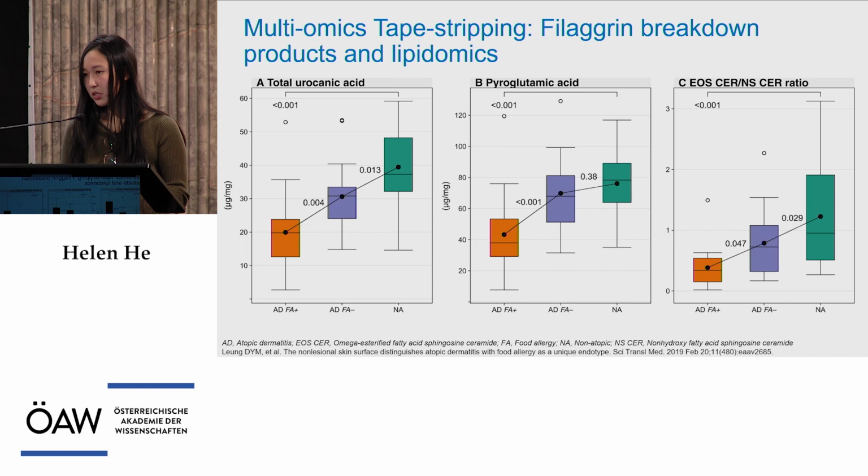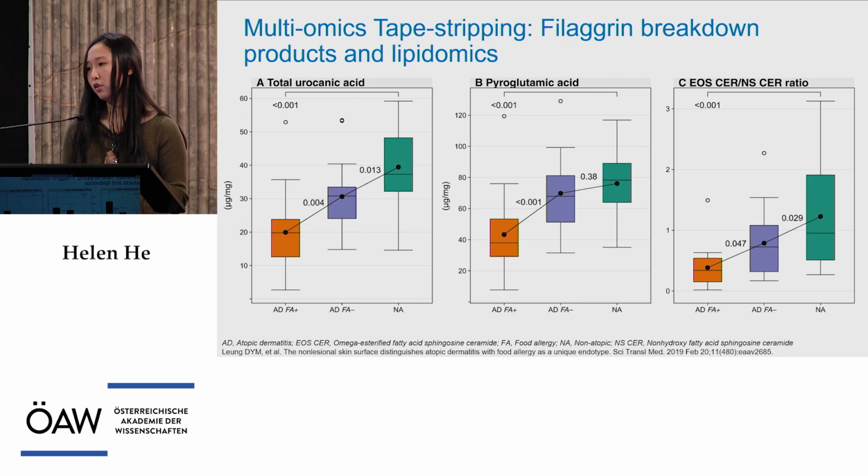So now I want to discuss a really interesting study by Donald Leung's group in which multi-omics and tape stripping were used to characterize kids with AD with or without food allergy as compared to controls. And I'm going to just summarize some of the findings across different omics levels from this study. So at the metabolomic level, AD patients, particularly those with food allergies, their tape strips showed decreased expression of filaggrin breakdown products, as well as decreased expression of longer chain ceramides.